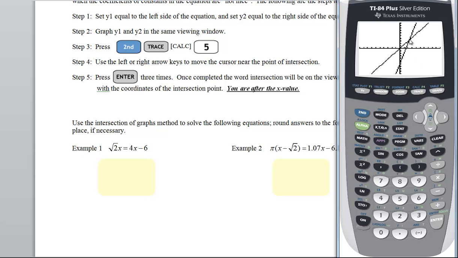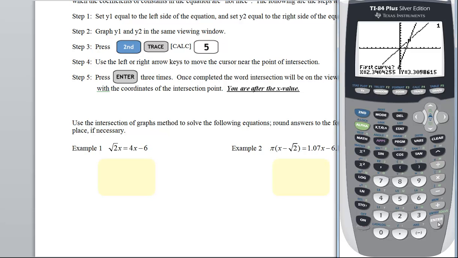So now I've got to do the second trace for the calc menu. If you'll notice number 5, just press number 5. And then I need to move my cursor to my right, so I use the right arrow key. Using the up or down arrow only toggles between the equations. But to move it right or left, you have to use the right or left arrow key. So let me get it to where it looks like it's close. So that's what I think my intersection is.